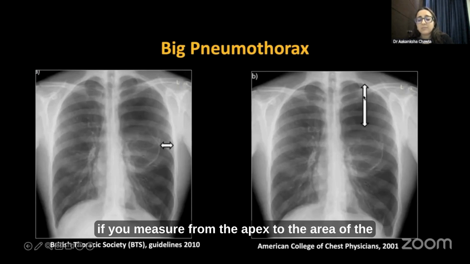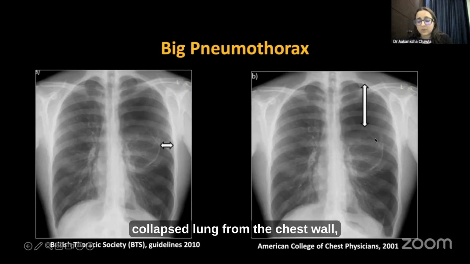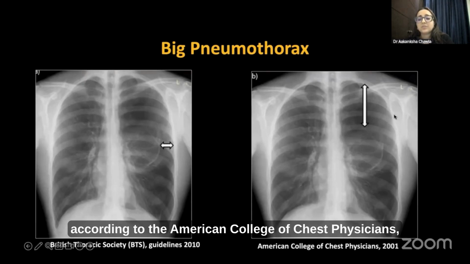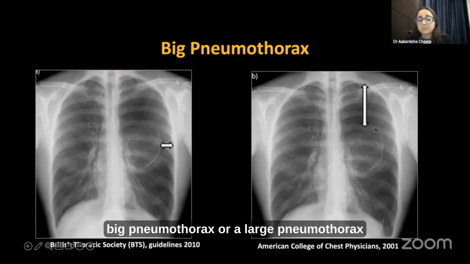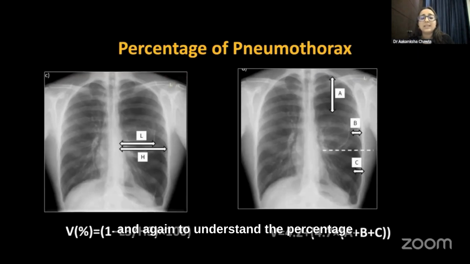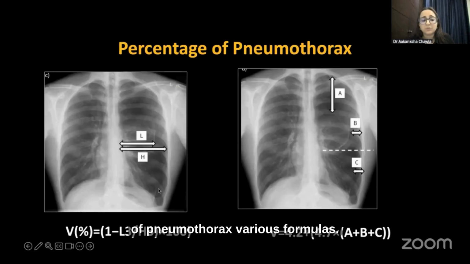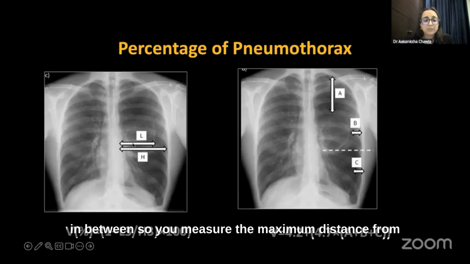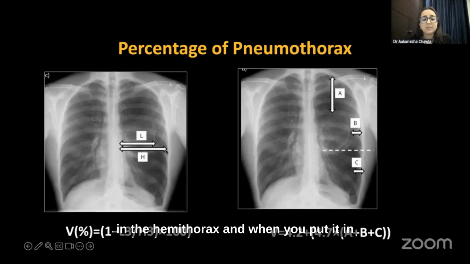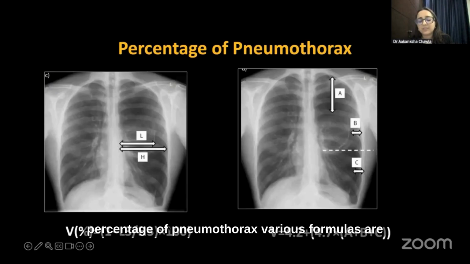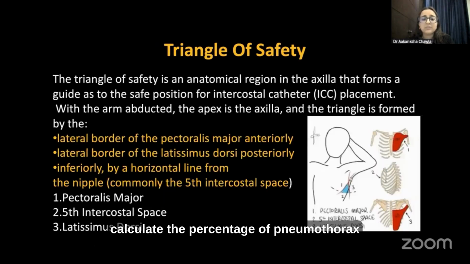Again, if you measure from the apex to the area of the collapsed lung from the chest wall, according to the American College of Chest Physicians, this should be more than 3 centimeters to say it's a big or large pneumothorax. Then again, to understand the percentage of pneumothorax, there are various formulas. Like I said, there's a collapsed lung lying in between. So you measure the maximum distance from the center of the collapsed lung and the maximum distance in the hemithorax. When you put it in this formula, 1 minus L3 over H3, into 100, it gives you the percentage of pneumothorax. Various formulas are available to calculate the percentage of pneumothorax.